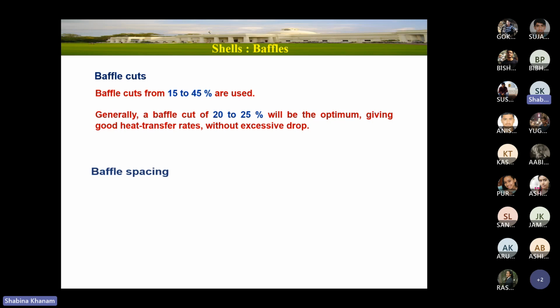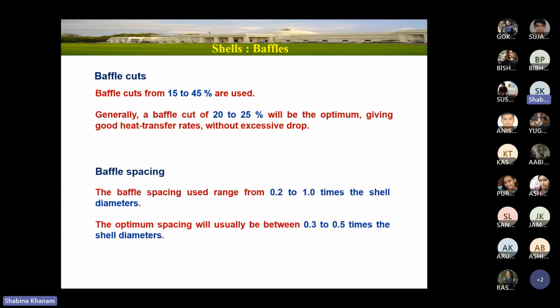Okay, so this is about the baffle cut. Spacing, like I showed you in the video, the spacers. So what should be the length of the spacer? That will depend on the baffle spacing, how much distance you need to keep between two baffles. Baffle spacing is usually 0.2 to 1 times the shell dia. Shell dia you have already calculated. 0.2 to 1 of shell dia will be the complete range of baffle spacing. Optimum range will be 0.3 to 0.5 times the shell dia. So we usually start with, let's say, 0.3 into Ds, which will give the length of the spacers or baffle spacing.